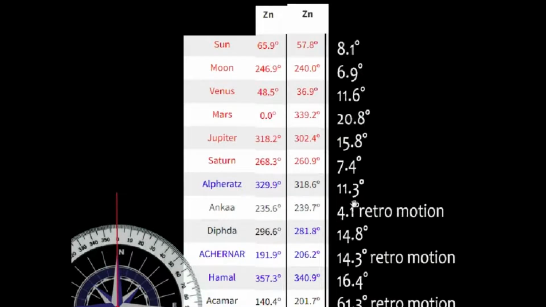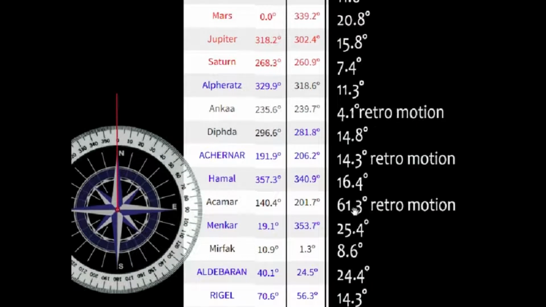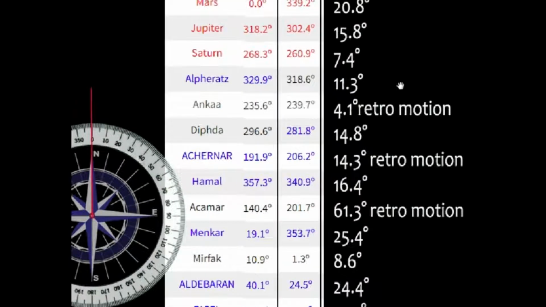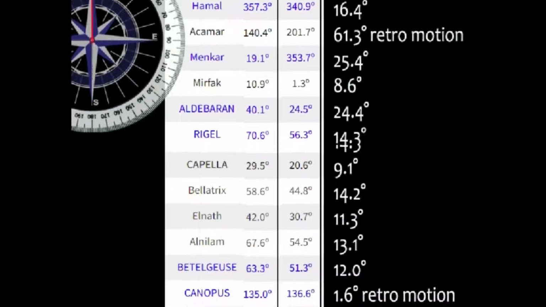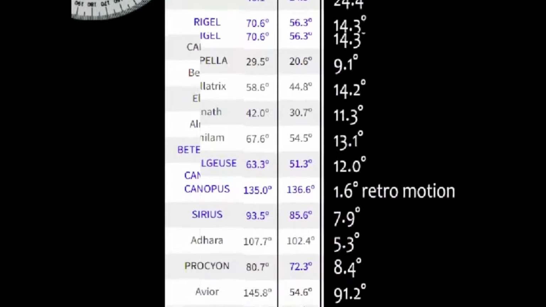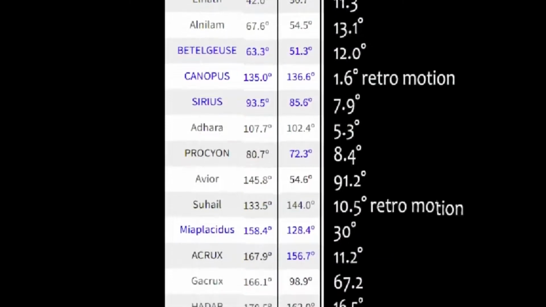What a moron. We even have retro motions. 61 degrees retro motion in 1 hour. And you know what is the best thing? The next day, it's almost on exactly the same spot. So it's all different, not uniform. And they're all on the same spot the next day. It looks like a miracle.